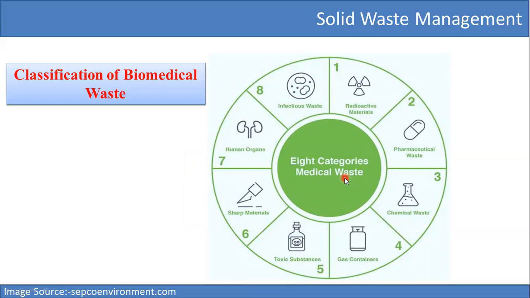This biomedical waste is classified into 8 main categories. One is radioactive material, second is pharmaceutical material, third is chemical waste, fourth is gas containers, fifth is toxic substances, sixth is sharps material, meaning things like syringes, etc. Then the human organs from operations, the cut human organs, come under this category, and the infectious waste is the 8th classification of this biomedical waste.